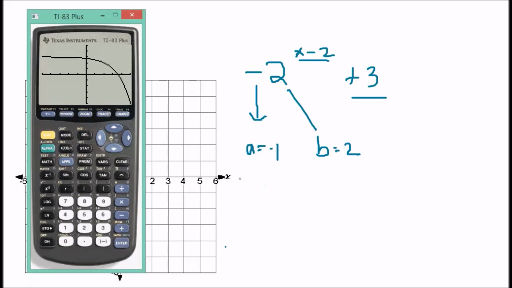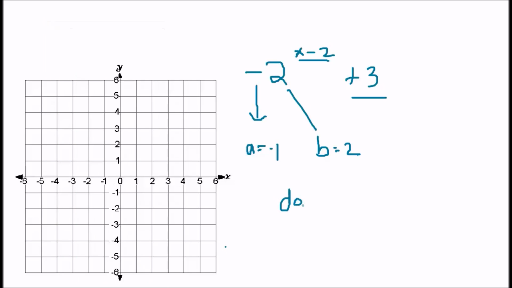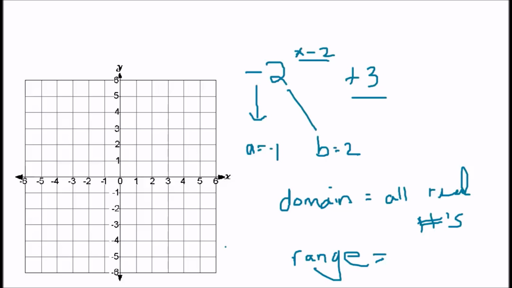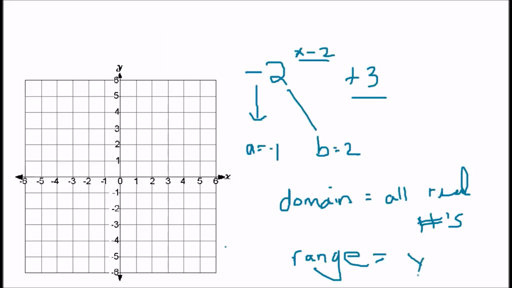So if we were going to say the domain and range for this, we would say the domain is all real numbers, because it's all the x values. And the range, let me take another look. The asymptote is at plus 3. We know that from this equation. The range is all the values less than that. So the range is y is less than 3.